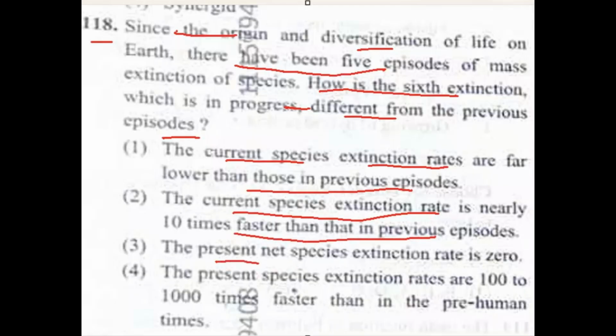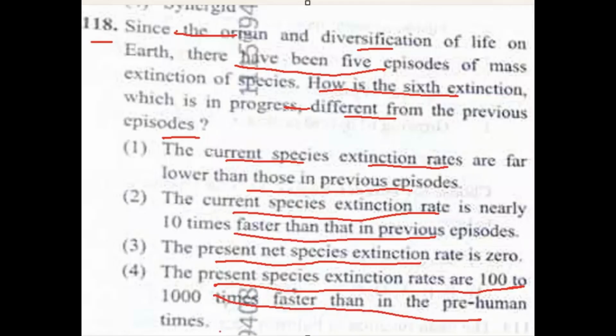Option 3 says the present net species extinction rate is 0. Option 4 says the present species extinction rates are 100 to 1000 times faster than in the pre-human times. This question number 118 has come in one of the board exams also, and it's an important question. Option 4 is the answer: the present species extinction rates are 100 to 1000 times faster than in the pre-human times. This can come as a give reason question also.